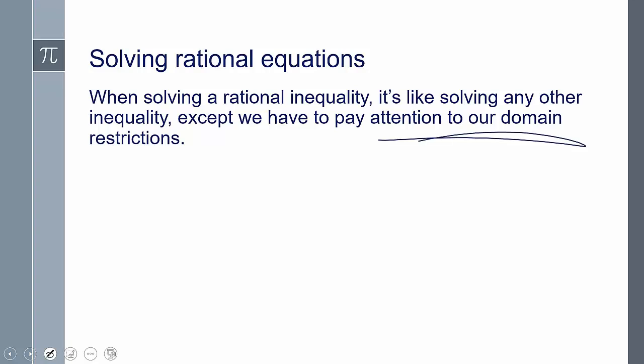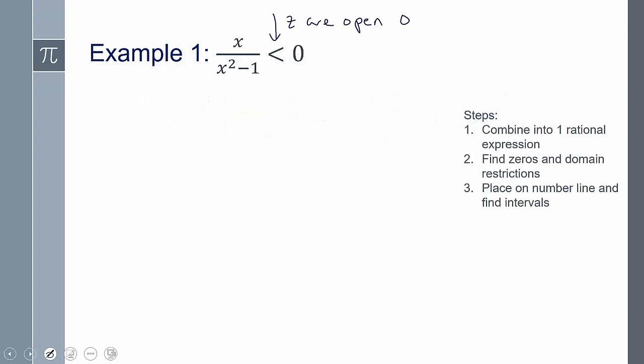And remember, domain restrictions are open circles. Because of the inequality, my zeros are going to be open circles, right? Because it doesn't say equal to. Whatever's in the denominator, because it's a domain exclusion, is automatically an open circle. So we need to find my zeros and my restrictions. Now, we need to combine it into one rational expression. It's already one rational expression, so don't need to worry about that. But once it's one rational expression, we find the zeros and those domain restrictions.